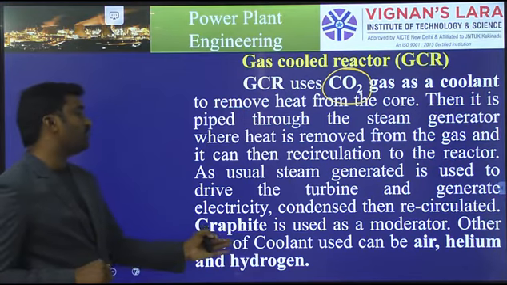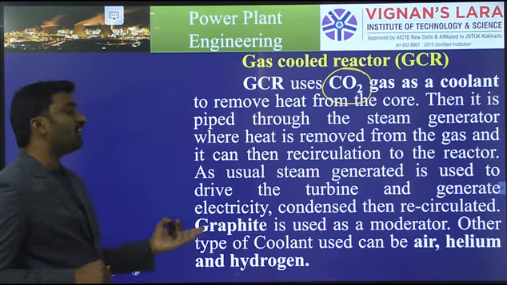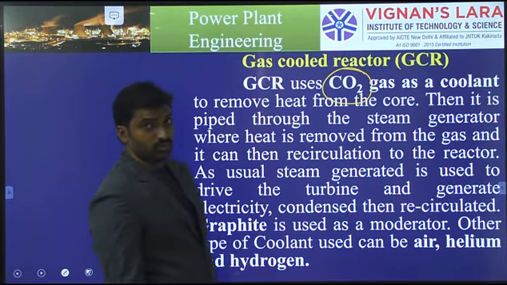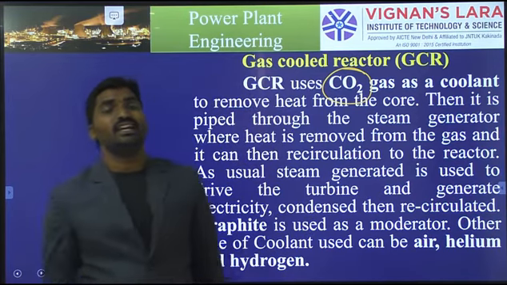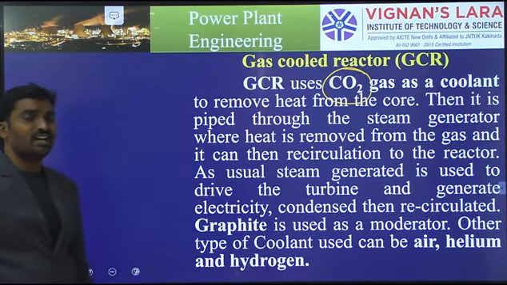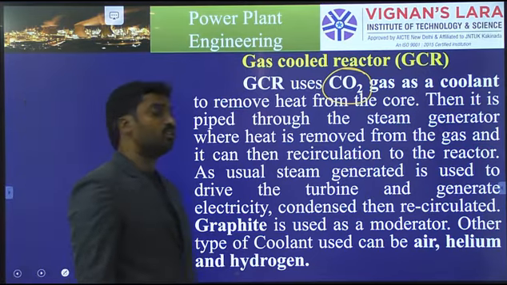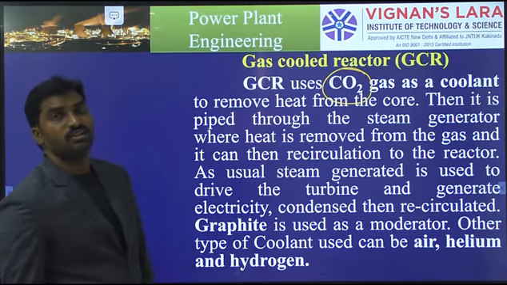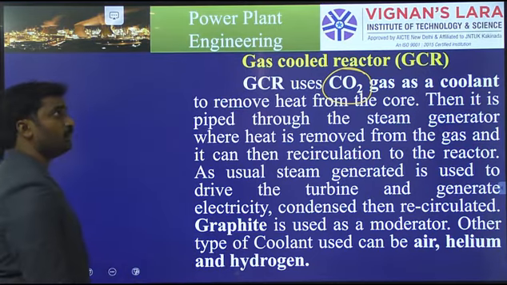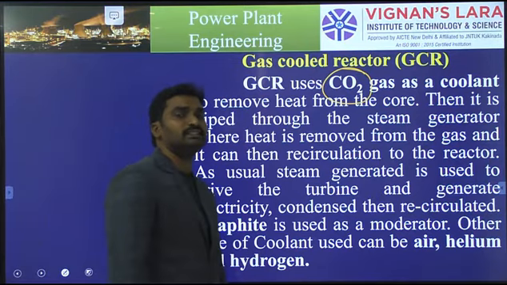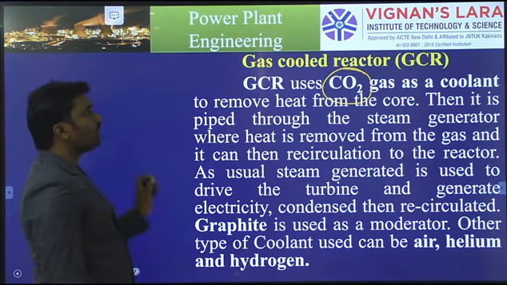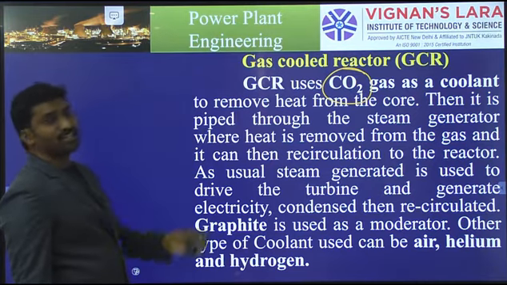The other types of coolant used can be air, helium and hydrogen. So not only carbon dioxide, we can utilize air, which is a mixture of gases, or helium, or hydrogen as a coolant. But the moderator in most cases is graphite, which contains carbon. So these are the contents of a gas cooled reactor.